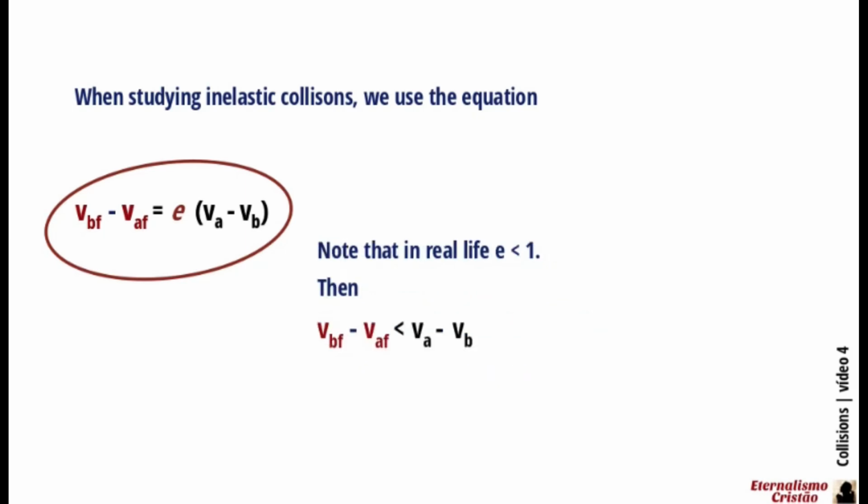In real life, the coefficient of restitution is lower than 1. Then, the separation velocity is lower than the approaching velocity. Observe, through simulations, several collisions where the coefficient of restitution is lower than 1, so the separation velocity will be much lower than the approaching velocity.